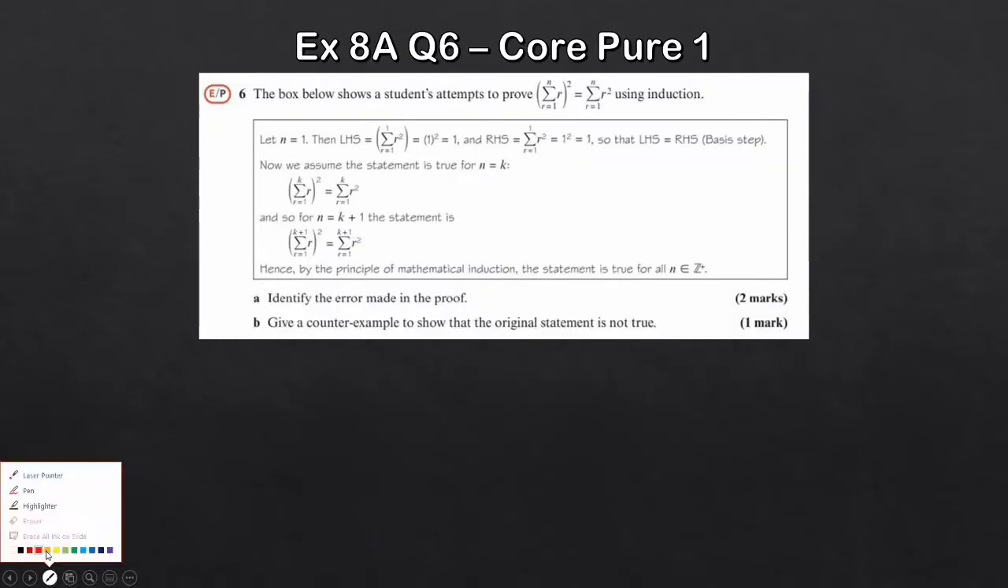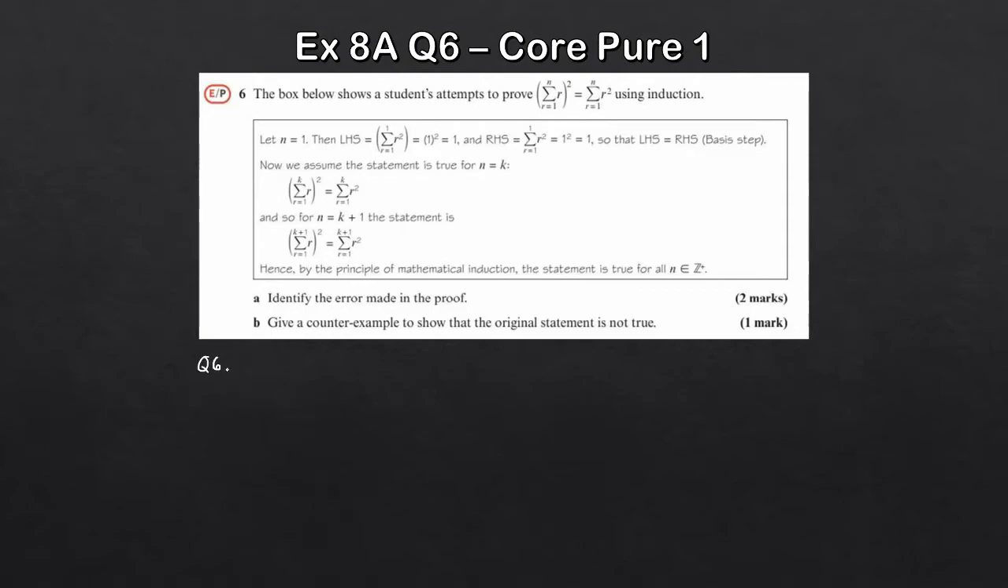So this first question here is one of these identify the error questions. You've not really come across them before. The best way to tackle them is to just work through yourself and see if you can identify on what line the error is. So question 6. If we imagine we're starting this ourselves.